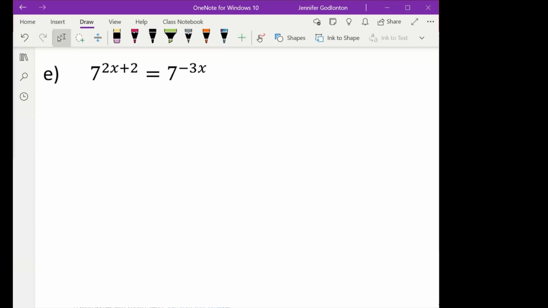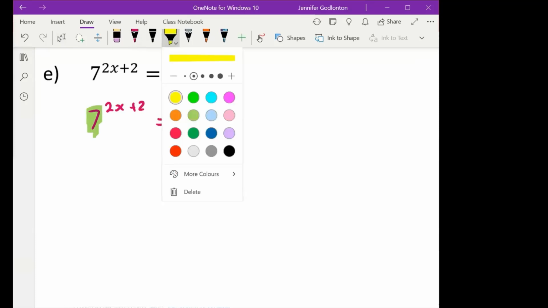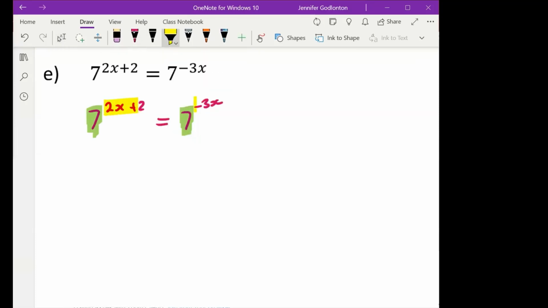Okay, let's chat. So our bases are the same. I'm just going to rewrite this over here. My bases are already both 7, which is awesome. Once our bases are the same, then our exponents are the same. And so 2x plus 2 is equal to negative 3x.